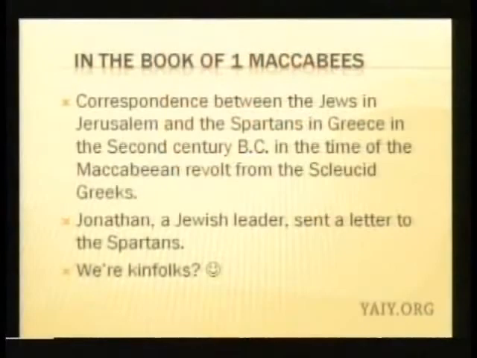Let's now look at the Greeks of Sparta. Who were these characters? Where did they come from? Well, in the book of 1 Maccabees, there's correspondence between the Jews in Jerusalem and the Spartans in Greece in the 2nd century BC, in the time of the Maccabean revolt from the Seleucid Greeks. Jonathan was a Jewish leader, the high priest there in Jerusalem, and he sends a letter to the Spartans. And in so many words, he says, hey, we're kinfolks.